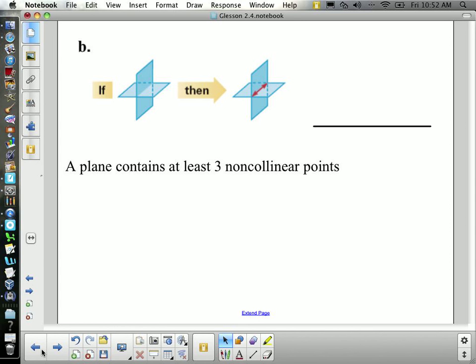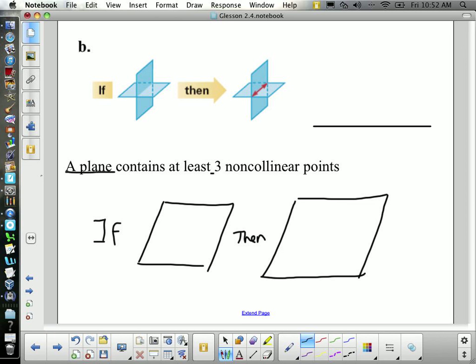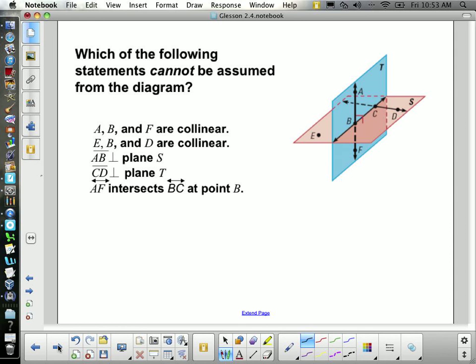Draw a picture that contains this. A plane contains at least 3 non-collinear points. So what are we going to start with? If we have what? A plane. Let's draw a plane with nothing on it. Then, how many points? 3 non-collinear. Getting the idea how this stuff works with the pictures? Pictures are our friends. Get used to them. We use them a lot.